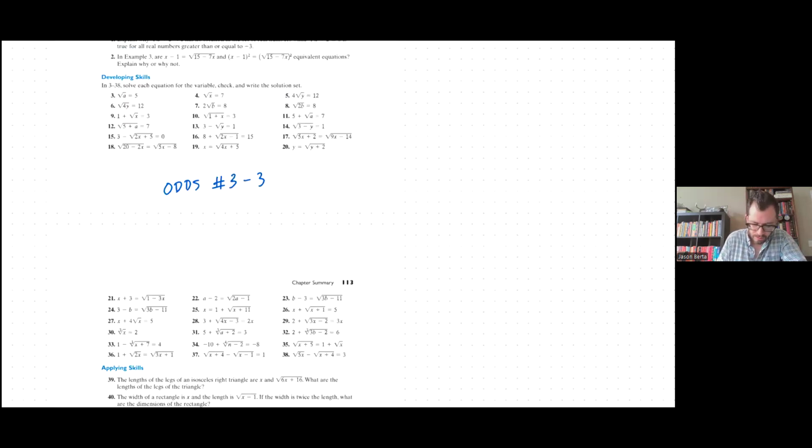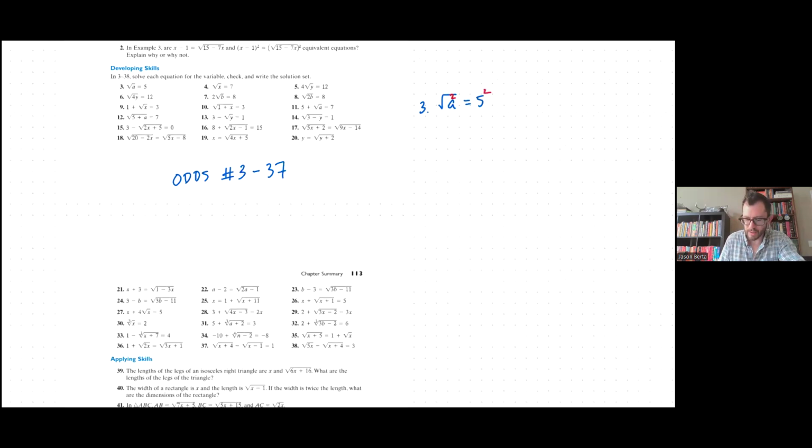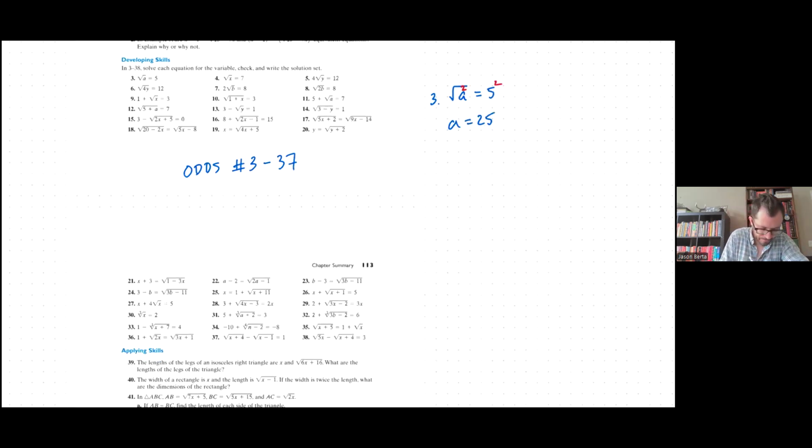All right, I'll do a couple examples for you. Obviously, the simplest version here, number 3, square root of a equals 5. Square both sides. When you square the left side, you get a. When you square the right side, you get 25. That's your answer. Check it mentally. That one works, right? Square root of 25 is 5. So some of these early problems are a little bit simple.